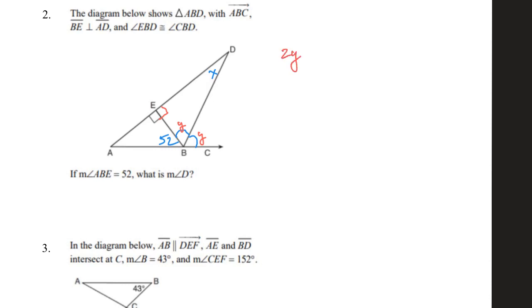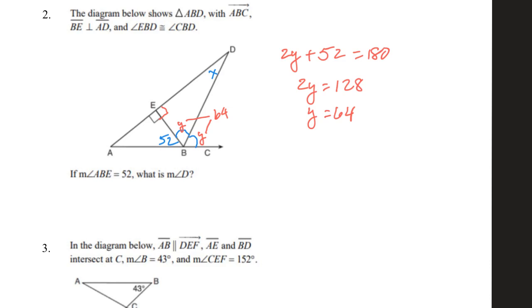I can say 2Y plus 52 is equal to 180 degrees. I subtract that 52 over, and I get 128. Then I divide by the 2, and I get one of my Y's. So 128 divided by 2 gives me 64. So each of these angles right here is 64 degrees. Okay, perfect. Now I'm set up.